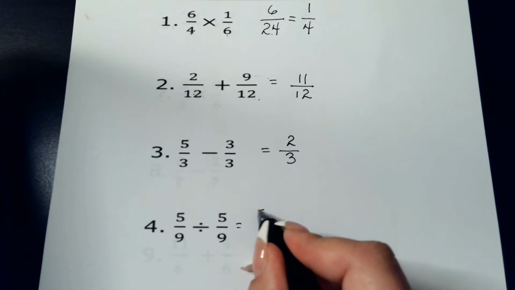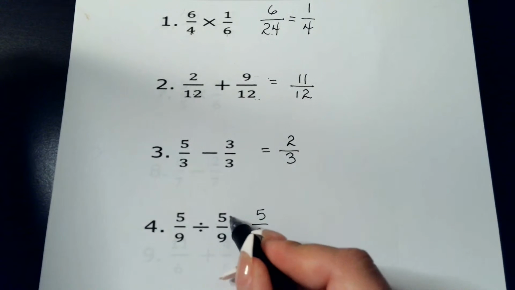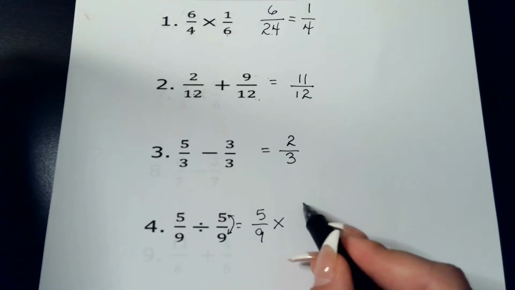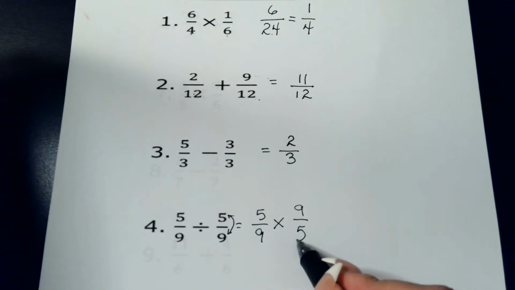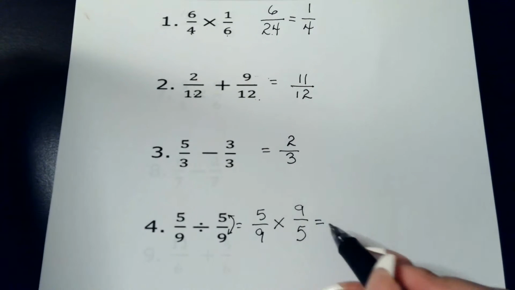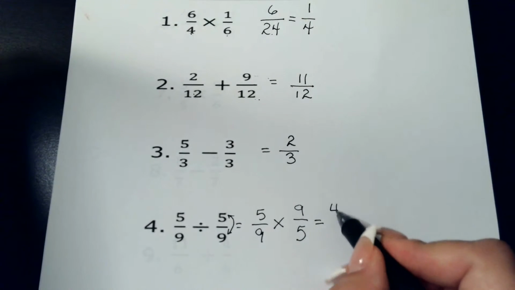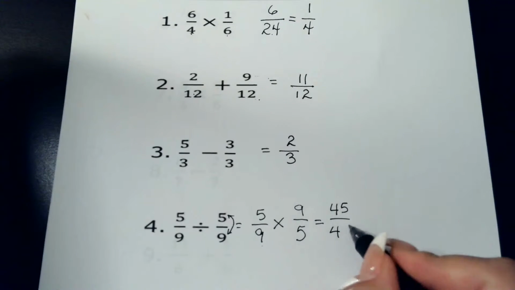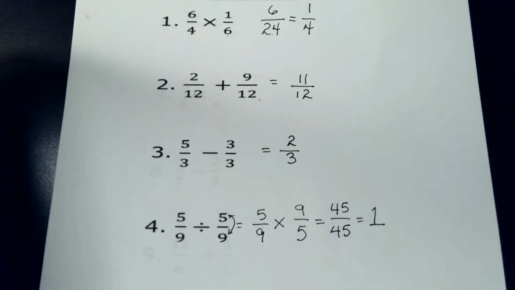So 5 over 9 stays, and we take the reciprocal of the second fraction, which just means that we flip it, and now it is a multiplication problem, no longer division, and it is 9 over 5. So 5 times 9 is 45, and 9 times 5 is 45. So the answer to this one is 1.